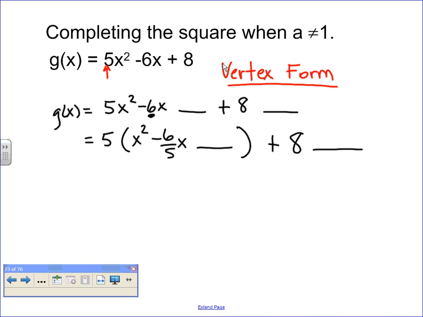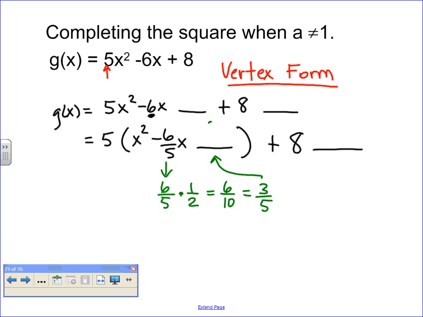Okay, so from here, now it's much like the last. We take this number and we divide it by 2. Now, it so happens that this time it's a fraction, so rather than dividing by 2, it might make more sense to multiply this by a half. And when I do, I get 6 over 10, which reduces to 3/5. Okay, so 3/5 is my number.